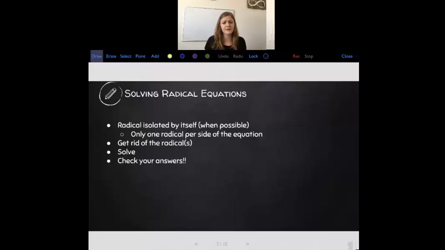So solving radical equations, we have to make sure that the radical is by itself when possible and that there's only one radical per side of the equation. And I'll show you why when we begin our examples. We want to get rid of the radicals, solve, and then for these problems, we have to check our answer.